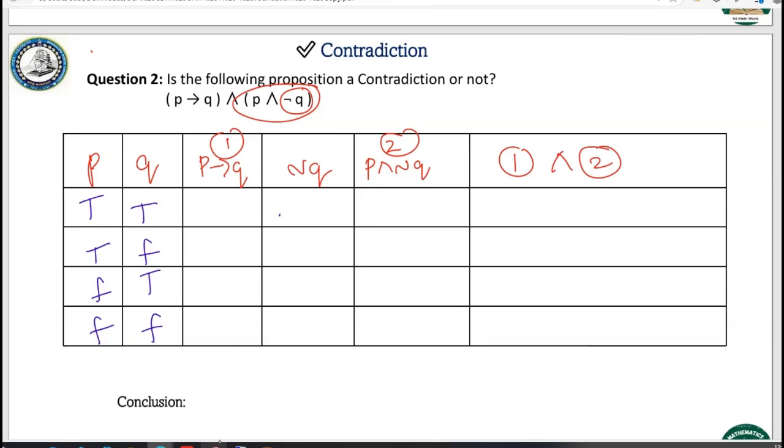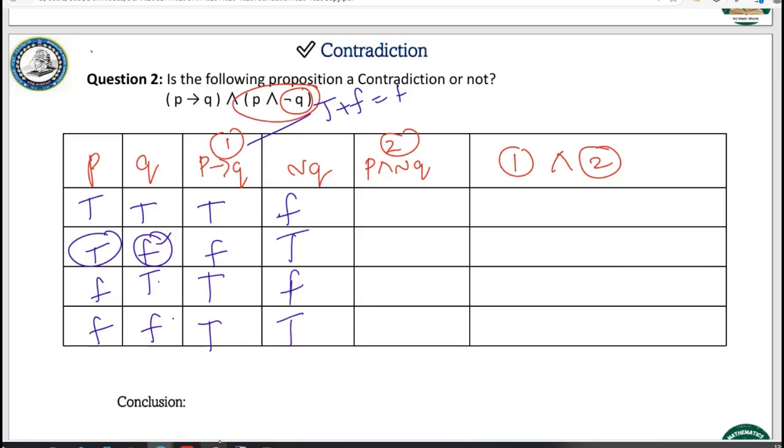Now it is a single implication. Implication condition is, if it is T and F, it is F. So we'll just check where we have T and F. Yeah, we have T and F here, it is F. The remaining will be T. Now negation Q will be: if it is T, it will be F. If it is F, it will be T. If it is T, it will be F. If it is F, it will be T.